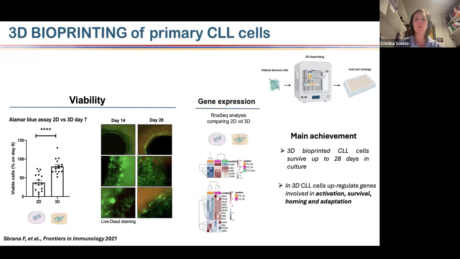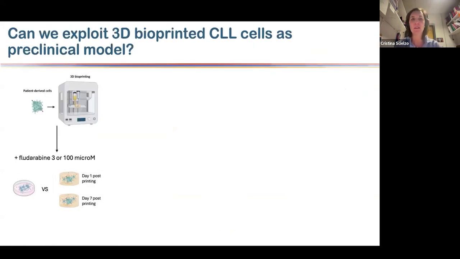So we performed an RNA-seq analysis comparing 2D versus 3D culture, and we found that cells in 3D upregulate genes involved in activation, survival, homing, and adaptation. So they really like to be in this environment. We went ahead asking whether we could exploit the 3D bioprinted cells as a preclinical model.